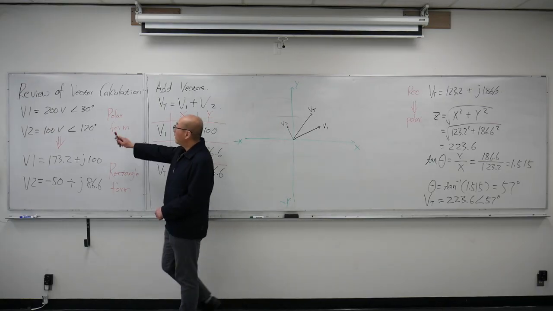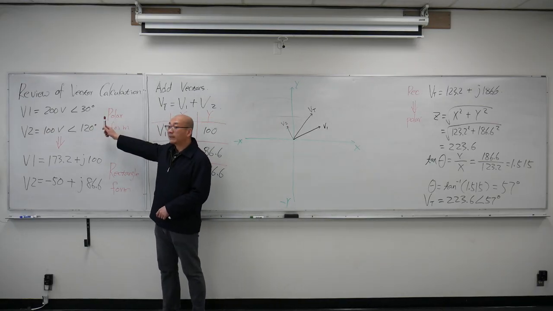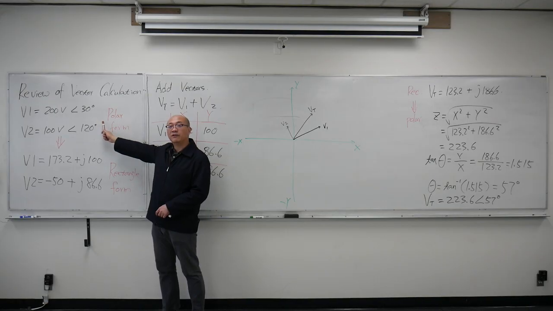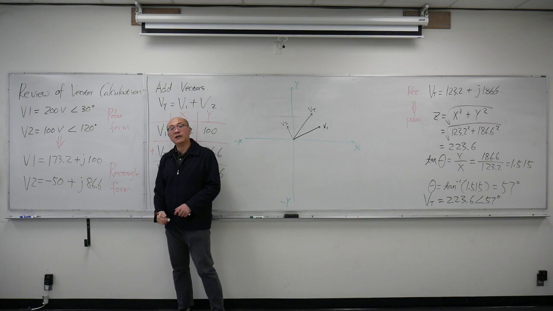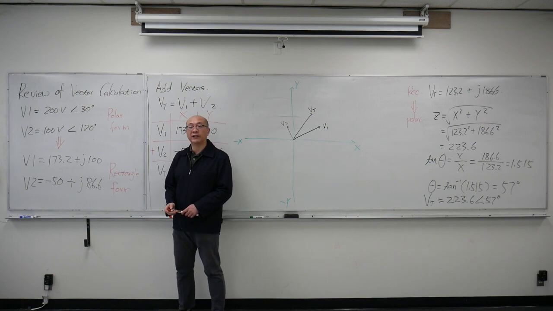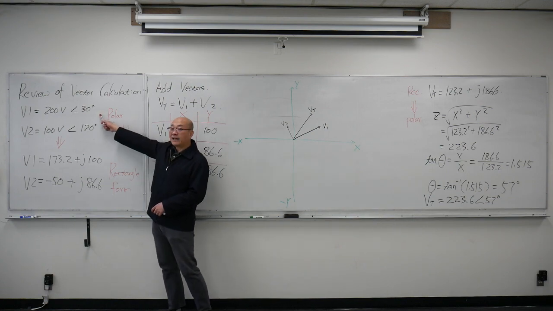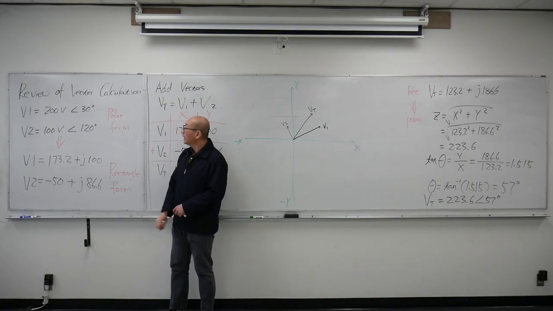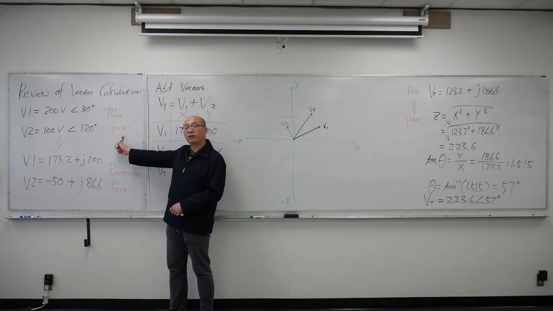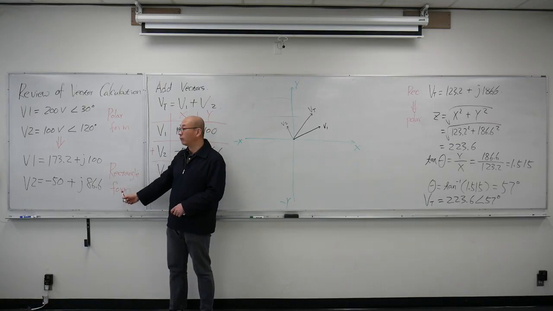First, I have two vectors down here. Vector 1 is 200 volts at 30 degrees. Vector 2 is 100 volts at 120 degrees. When I write a vector in this way, it's called polar form. And I can transfer this polar form vector into rectangular form.